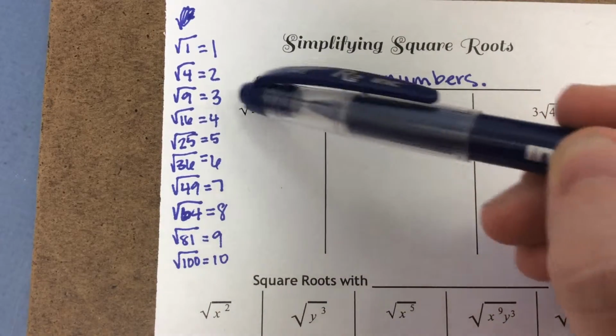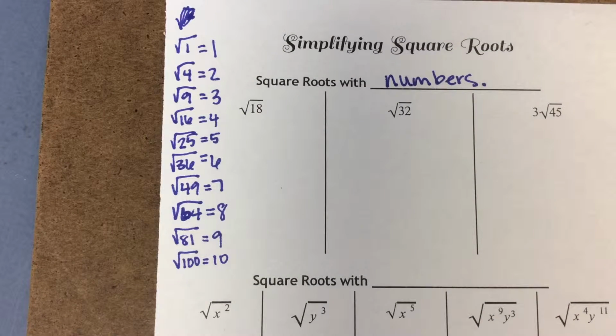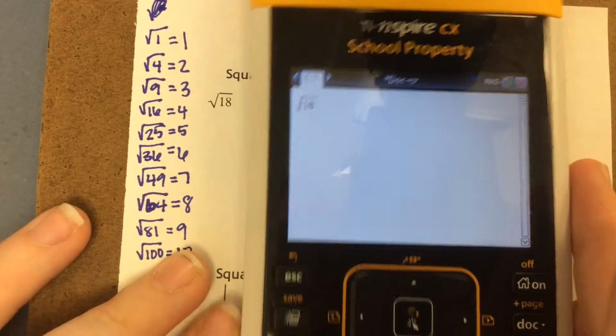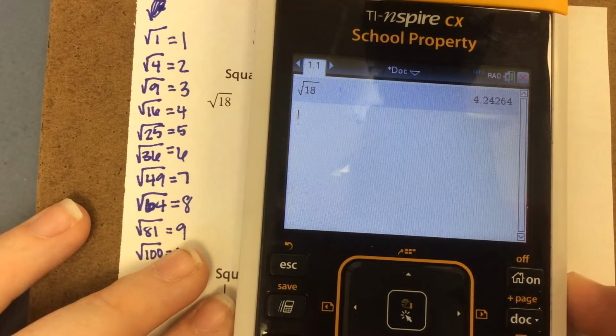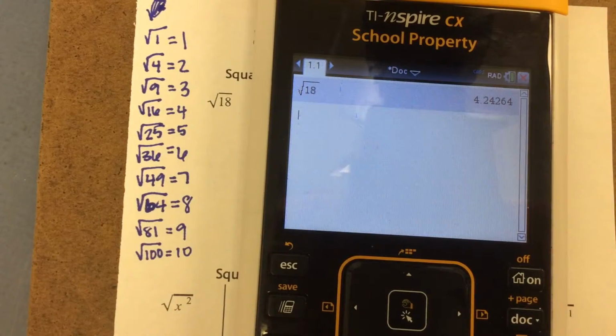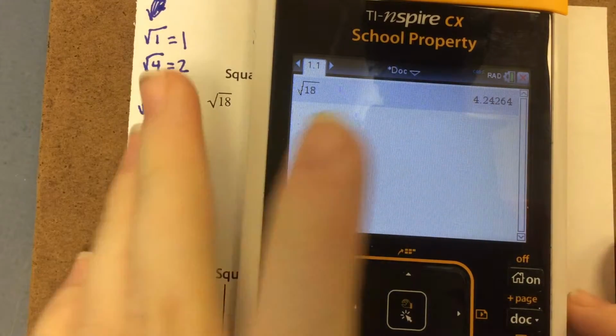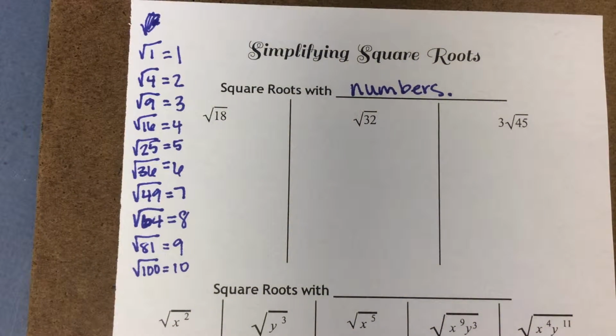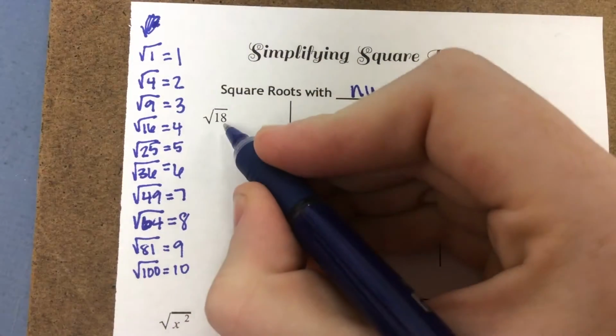When we're simplifying a square root, if you try to take the square root of 18, you won't be able to find a nice, pretty number. When we plug the square root of 18 in our calculator, it's going to be 4 point something. It's going to be 4.24264. So what we're going to do is simplify the square root.